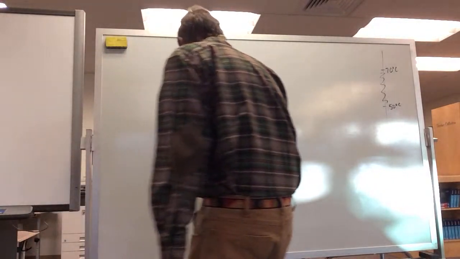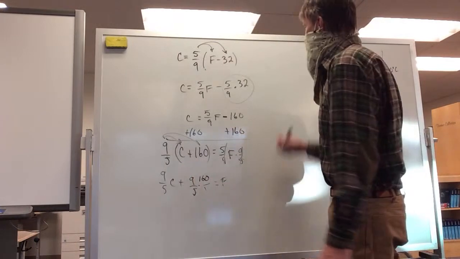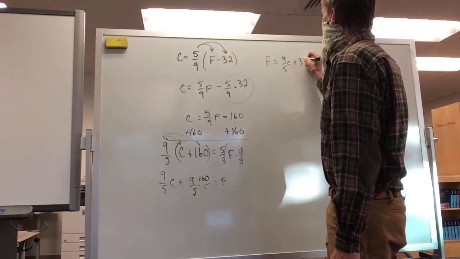So this equation here is what's equal to f. So that's 9/5 c plus 32. Fahrenheit equals 9/5 c plus 32.